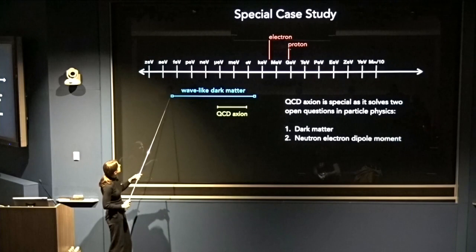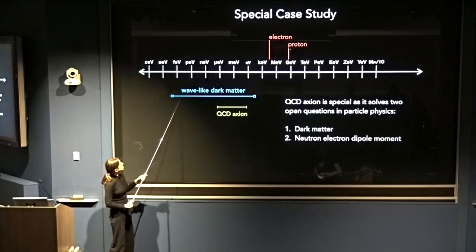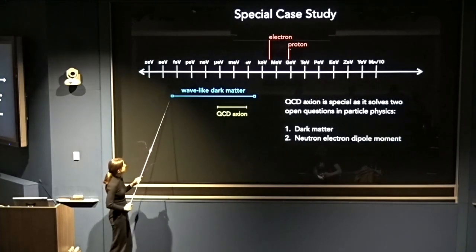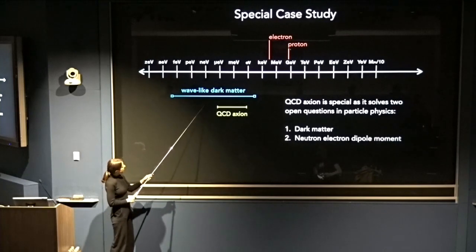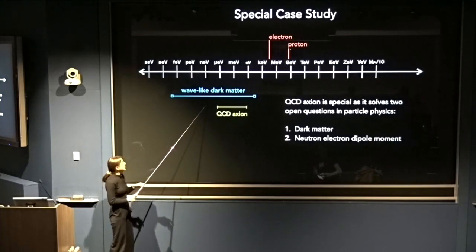So we were here. A lot of the pictures and simulations I was just showing you were in this regime, so very long wavelengths. So we're going to march our way this way, so wavelengths are getting smaller as the mass gets higher.